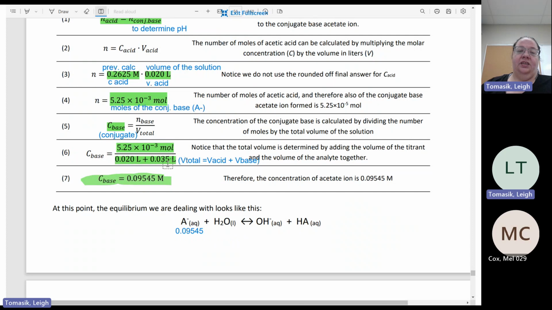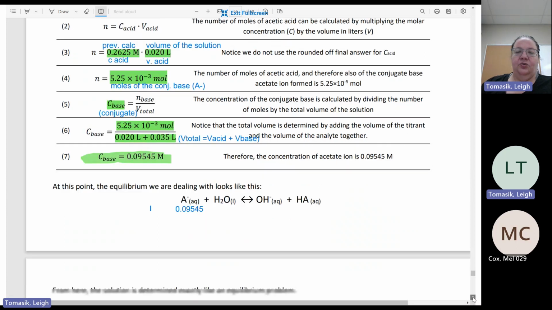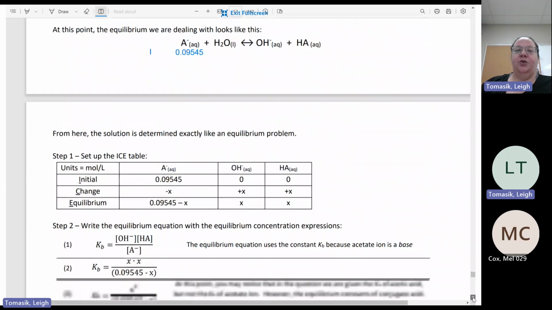And then we divide and we get this number, and this number is what we start with here. Now, this is bad because this is starting to look like an ice table. And that's exactly what we're going to do to determine the pH. So once you find out how much conjugate base there is, you're going to go down and set up your ice table.